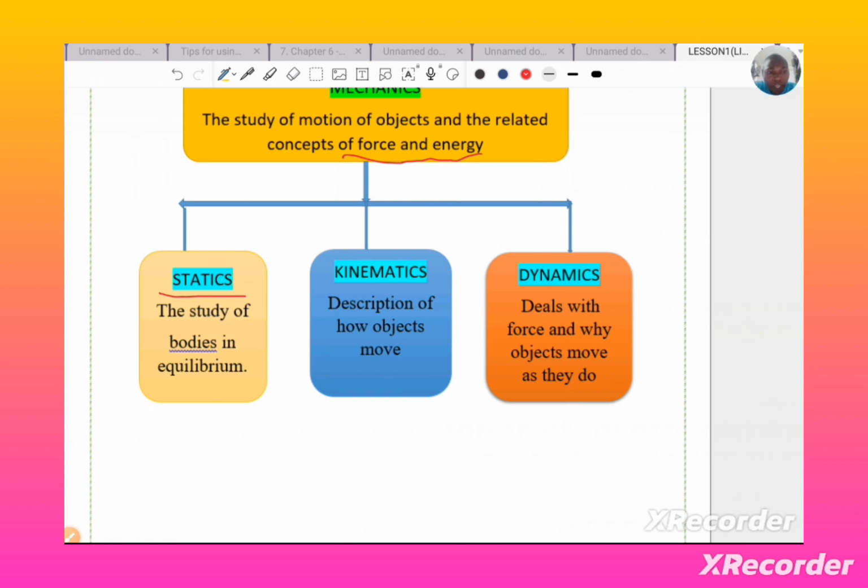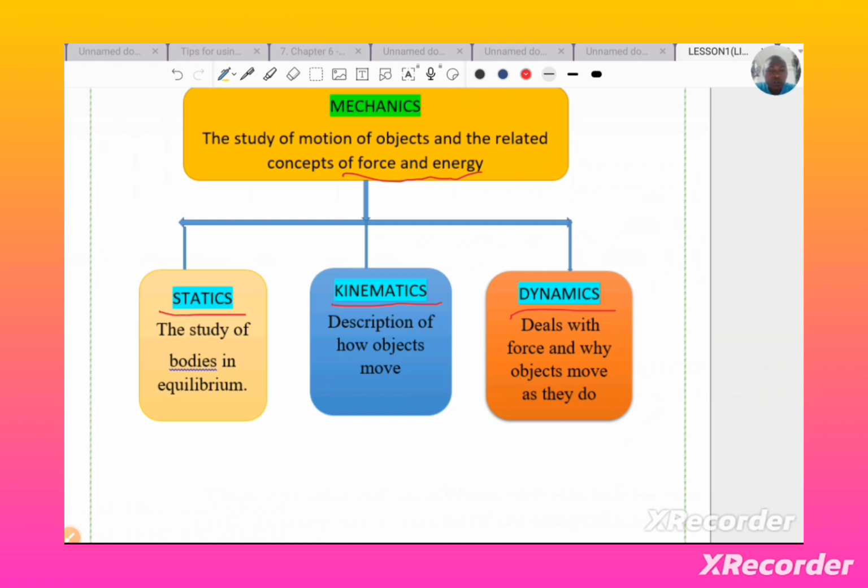Other parts are kinematics. Kinematics deals with bodies which are moving but without considering the cause of the motion. So we don't consider what made the body to be in motion. The last one is dynamics, which deals with force and why objects move as they do. In dynamics, we include the term force, and also we consider the reason behind the motion of the body, which is different from kinematics. In general, those are the three parts of mechanics. As you know, we have other branches of physics which are not mechanics. For example, we have thermodynamics, we have nuclear physics, and so on.